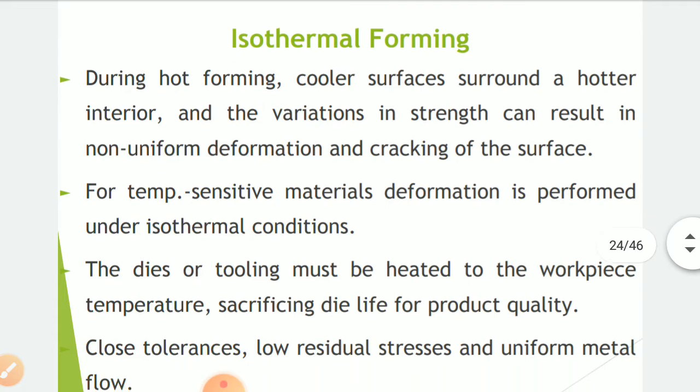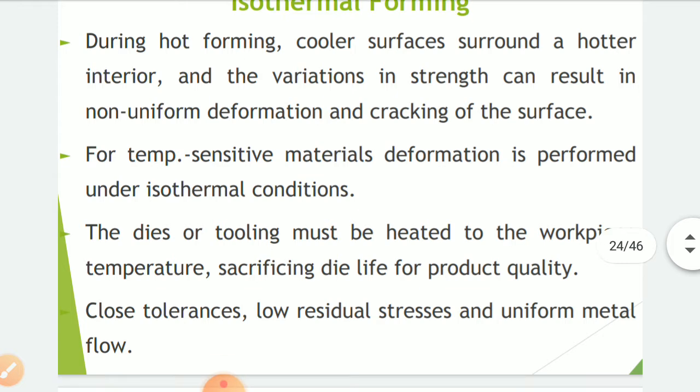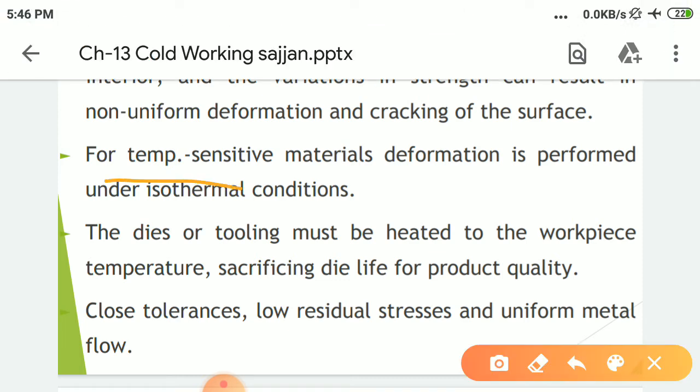Now isothermal forming is the forming at isothermal temperature, because during the heating process, there might be some surfaces that are not properly heated or are cold. So there is a temperature difference between the cold surface and the hot surface, which may result in non-uniform distortion or deformation. For temperature sensitive materials, deformation is not uniform. In that case we will go for isothermal forming. Isothermal forming means all the surfaces will be at the same temperature, and that is done particularly for materials that are temperature sensitive.